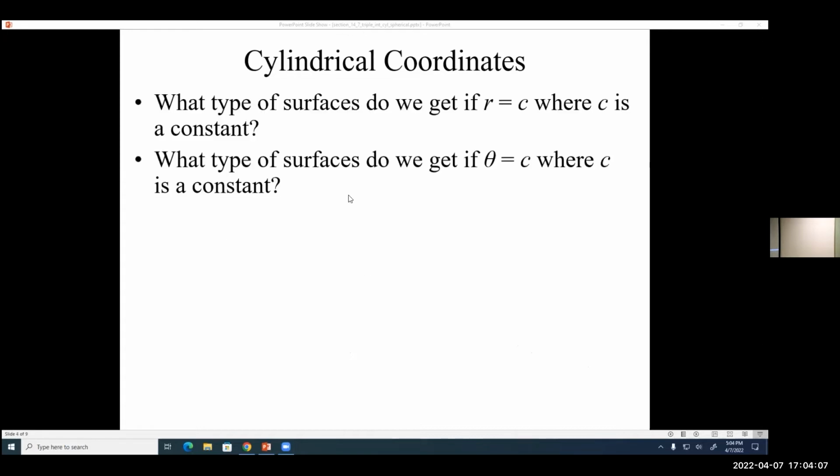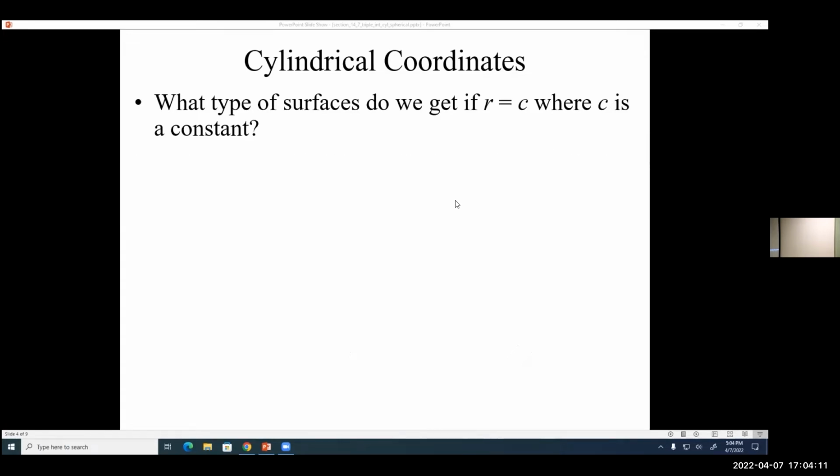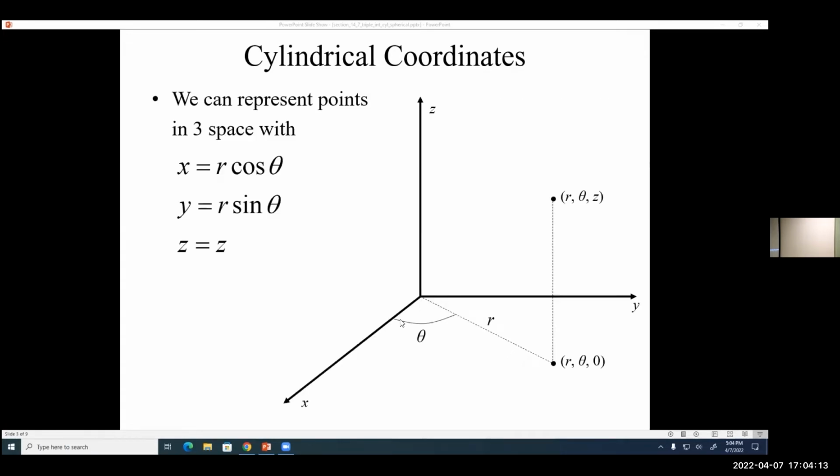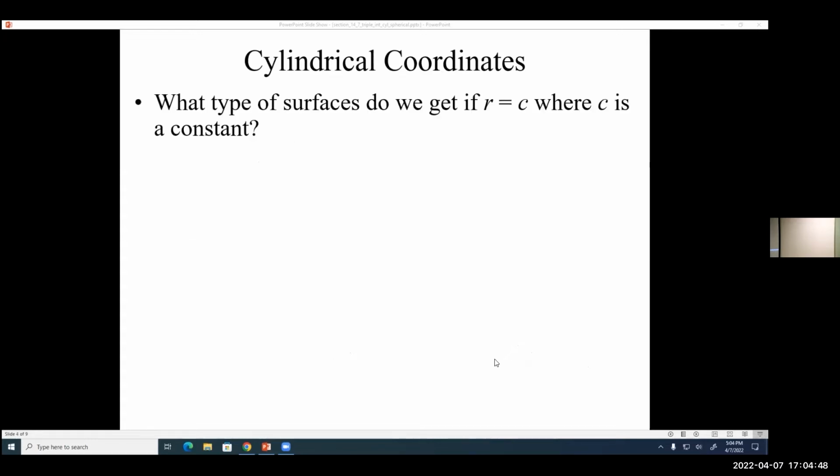Okay. What about if theta is a constant? So now theta is a constant. So this part here is constant. r can vary and z can. It is going to be a plane along r and z. So it's going to go through the z-axis, right? It's going to be parallel to the z-axis and perpendicular to the xy plane. So that's if theta is a constant.